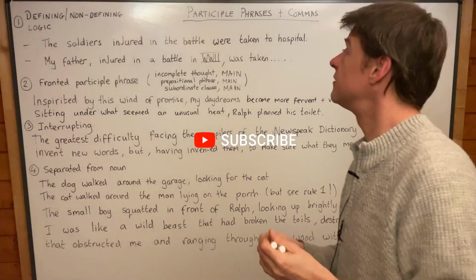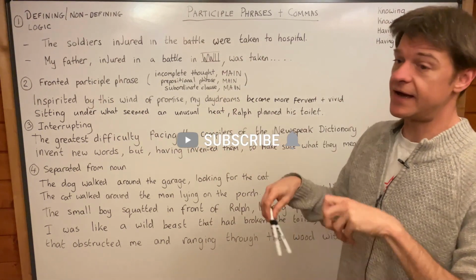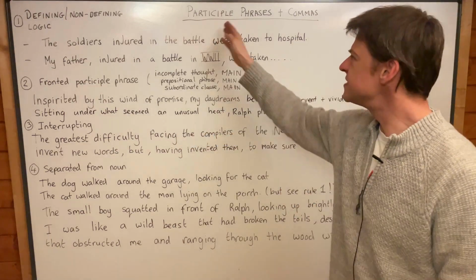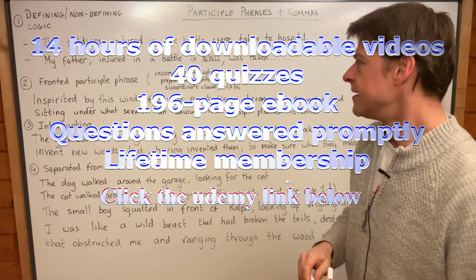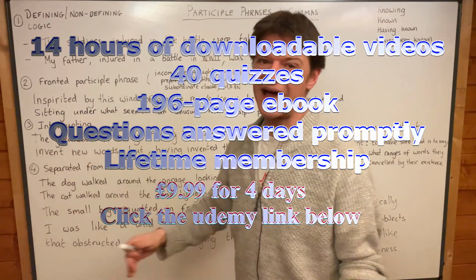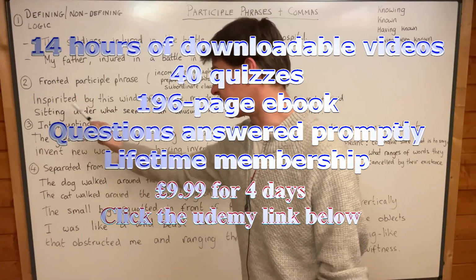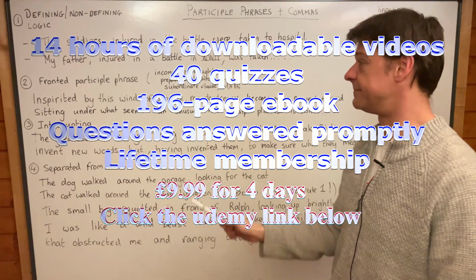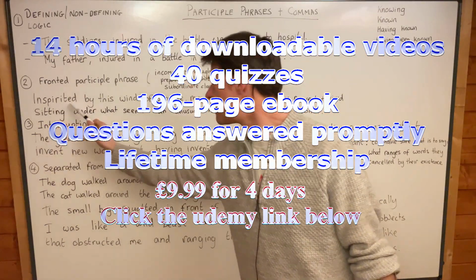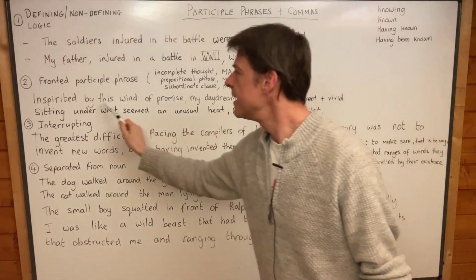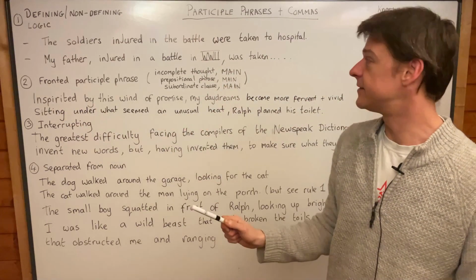Okay, welcome to a class on participles and commas. Participle phrases, in fact, because I don't just look at the participle when I see a participle at the front of the sentence, like in this one from Frankenstein. I usually think of the whole thing up to the comma as a participle phrase, okay?